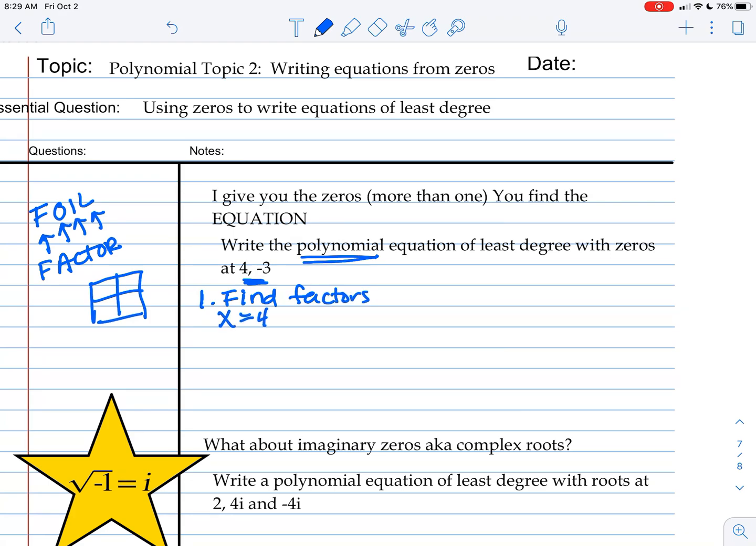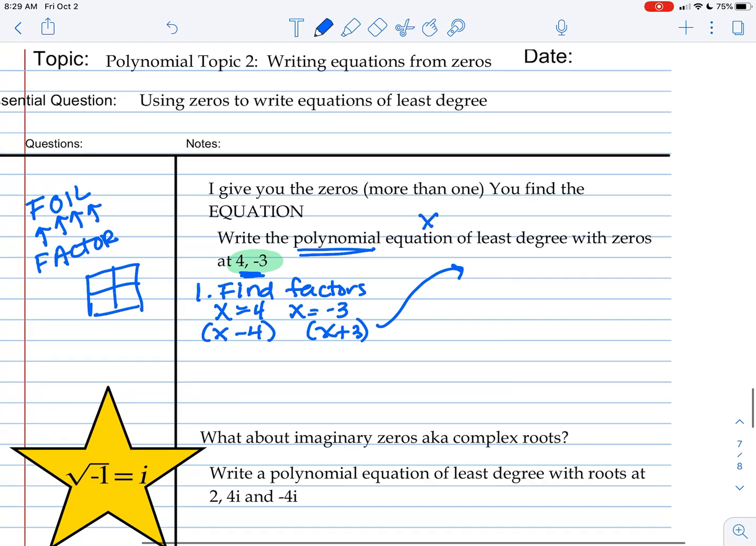So I have a 0 at x equals 4 and x equals negative 3. So x minus 4 will be the factor here, and x plus 3 will be the factor here. Okay? And then I'm going to multiply these together to find my polynomial. So I'm going to take my 2 factors and find my polynomial. Now I hope you noticed that I had 2 zeros. So I should have an x squared function based on the fact that I got 2 zeros. So I'm going to have x minus 4 and multiply x plus 3.